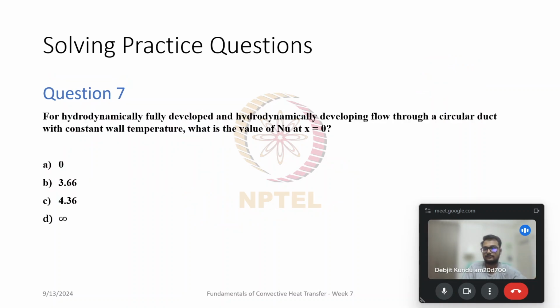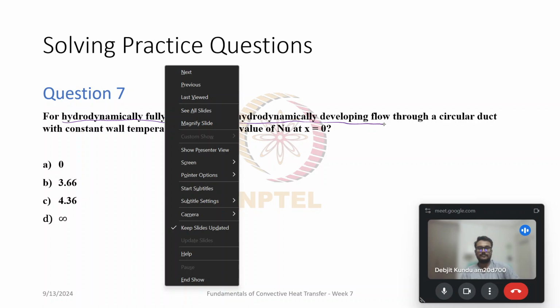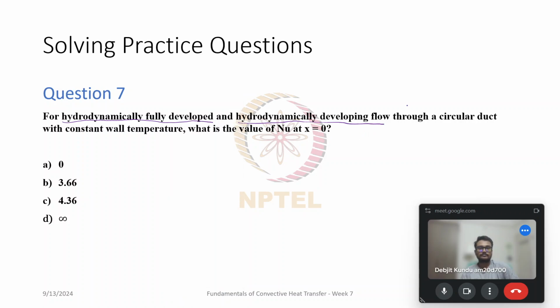So we'll move on to question number 7, which is asking us that for a hydrodynamically fully developed as well as a hydrodynamically developing flow through a circular duct with constant wall temperature, what is the value of Nusselt number at x equal to 0?